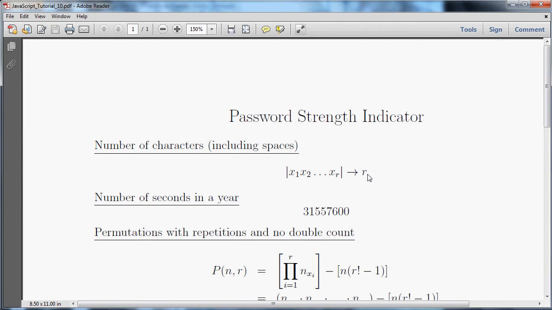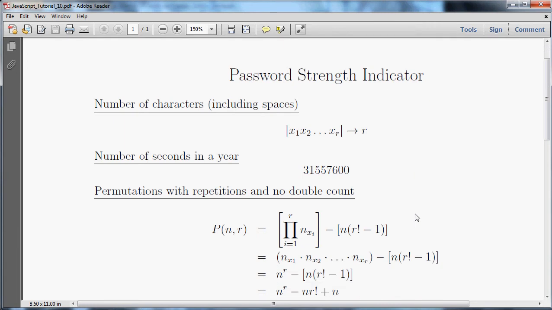Again, we said we're including spaces. So if we had a 5-character password, then R will be 5. If we had 10, R would be 10, and so on and so forth. We also need the number of seconds in a year. I found out that the number of seconds is 31,557,600 seconds in a year.